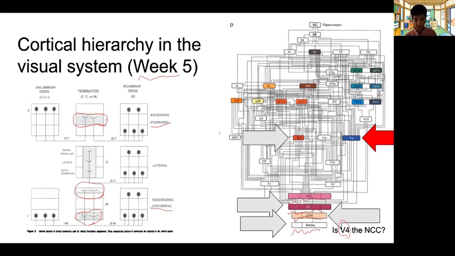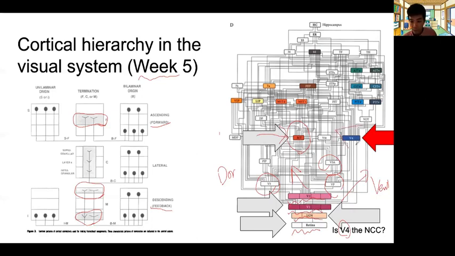From here, as you can see, the diagram becomes very complicated. After V2, there is V3, V3 dorsal, and V3 ventral. The left side is more like the dorsal areas, the areas that go to the back of the brain, and the right side goes to the ventral, which means the very side of the brain. And here, MT locates more or less intermediate between the ventral and dorsal. That's what we focused on last week.